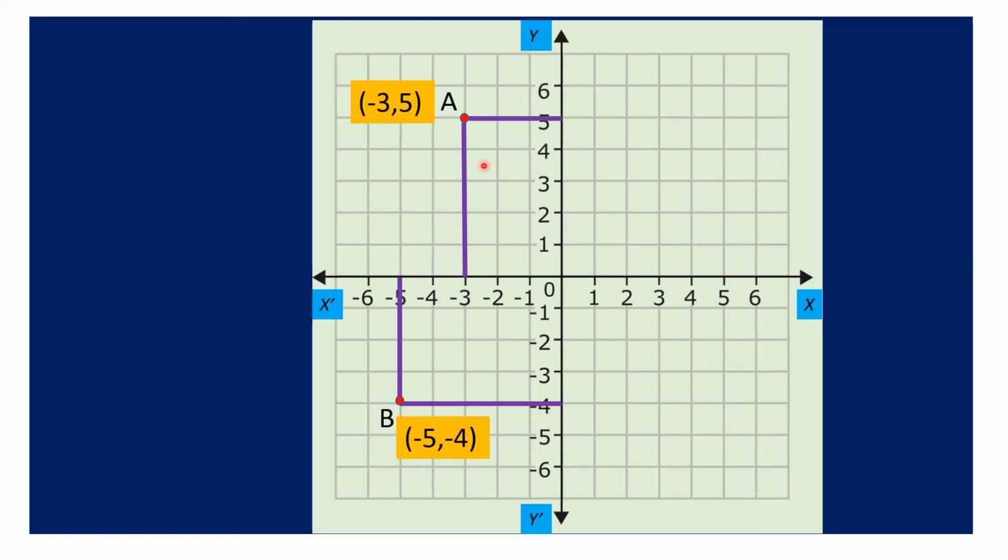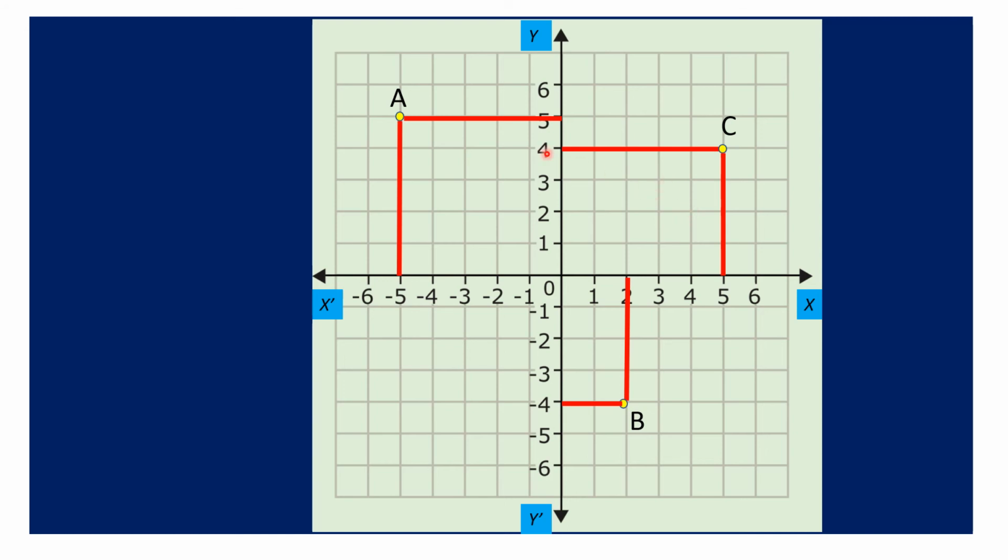So let's see. A will be minus 3, 5. That means it is minus 3 distance away from the origin on the x-axis and 5 distance away from the origin on the y-axis, right? And minus 5 distance from the origin on the x-axis, minus 4 distance from the origin on the y-axis, so minus 5, minus 4. Remember, first is the x-axis, then the y-axis. Abscissa, ordinate. So when we have a point in a plane, we can definitely find out both the coordinates, the x coordinate and the y coordinate, right?